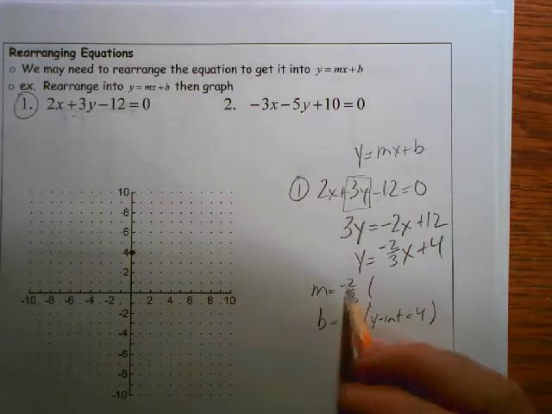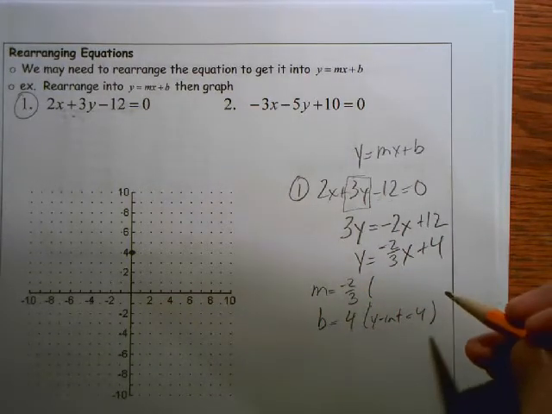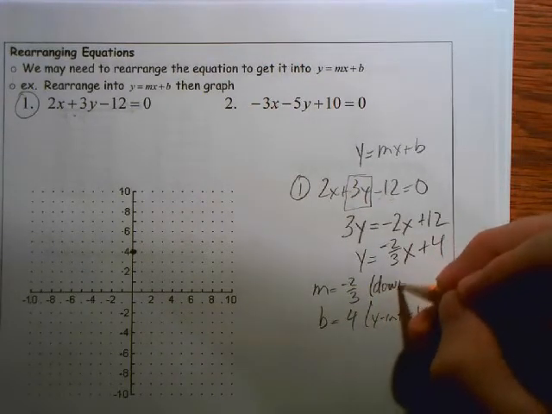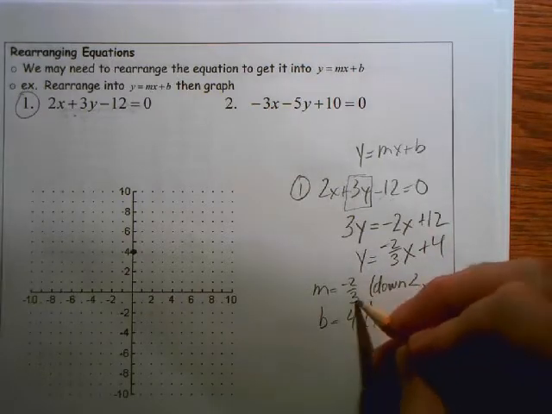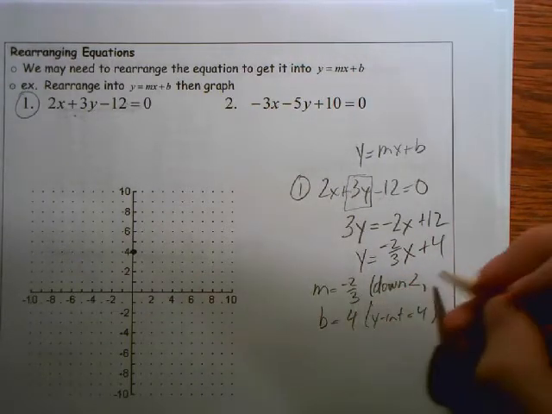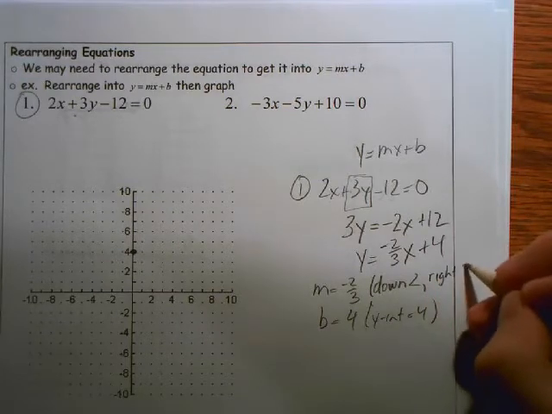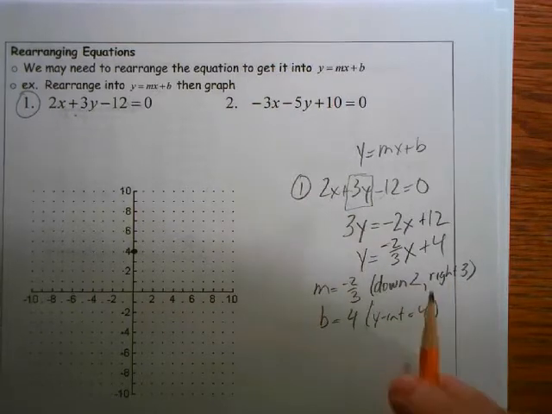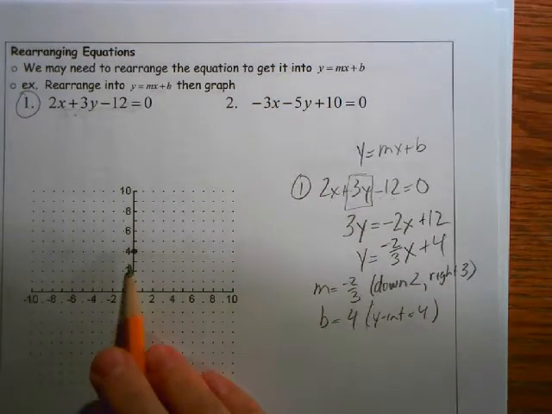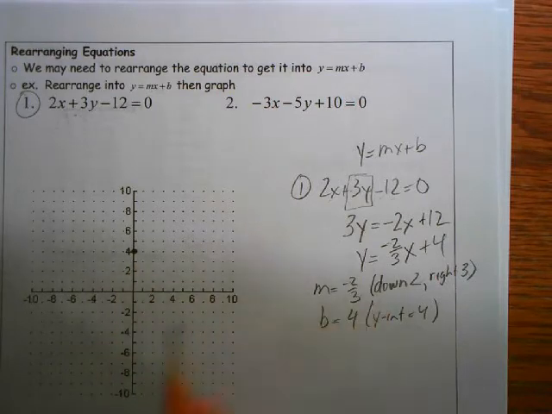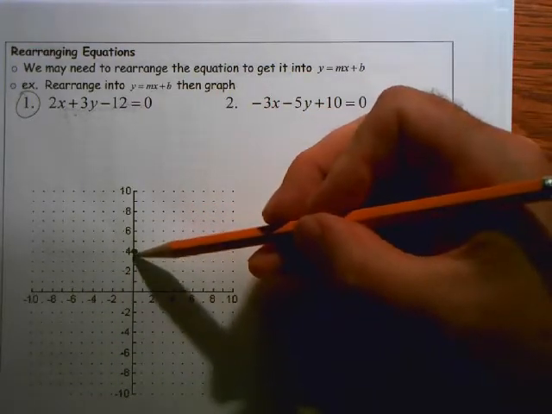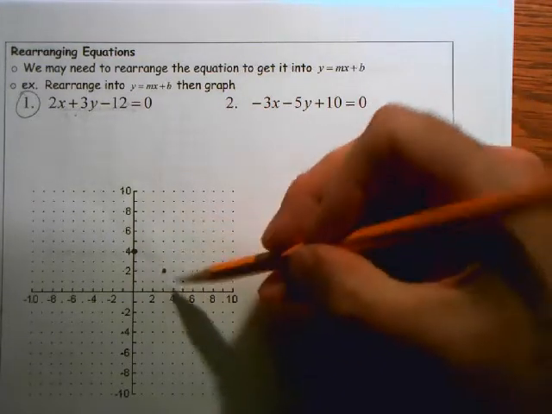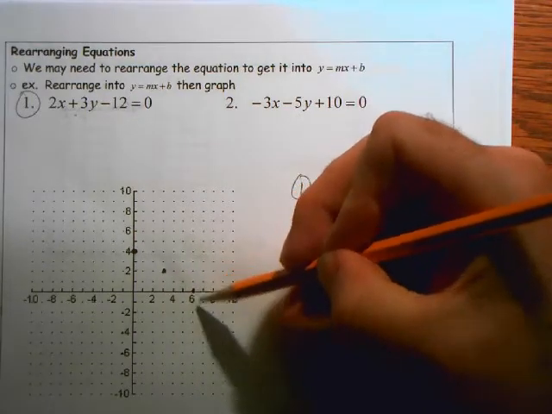Remember, that's rise over run. So a rise of negative 2, since it's negative, means down 2. And since the run is positive, that means right 3. The opposite instruction would be up 2, left 3. Let's see if we get enough points doing just the first one. So down 2, right 3. Here's our next point. Down 2, right 3.